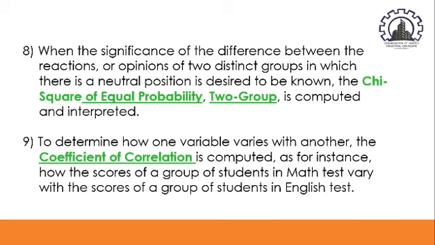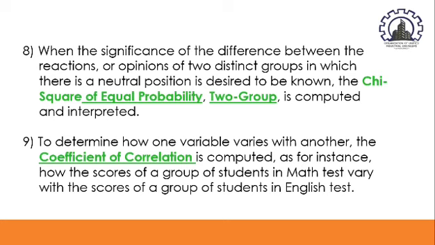And number 9, to determine how one variable varies with another, the coefficient of correlation is computed. For instance, how the scores of a group of students in a mathematics test vary with the scores of the same group of students in an English test. This is also used to determine the validity of a test by correlating it with a test of known validity. When the coefficient of correlation between the two tests is known and a prediction is to be made as to what score a student gets in a second test after knowing his score in the first, the so-called regression equation is to be utilized.